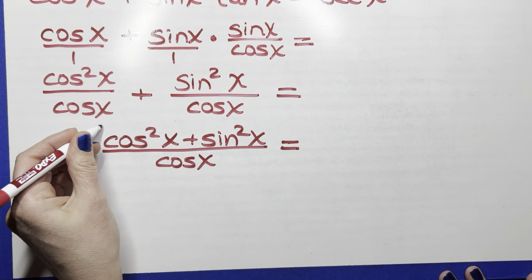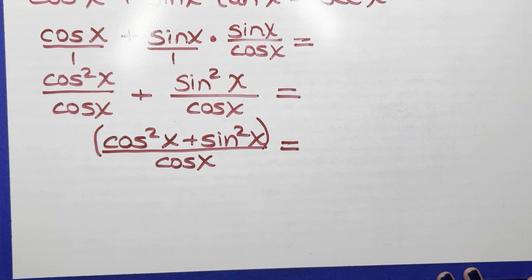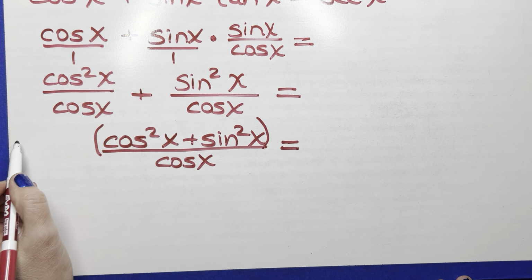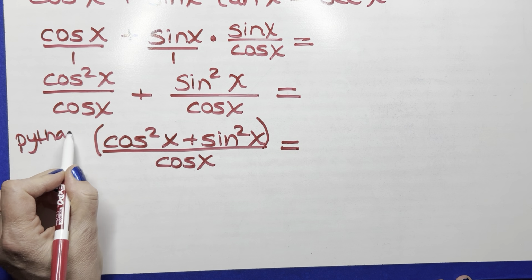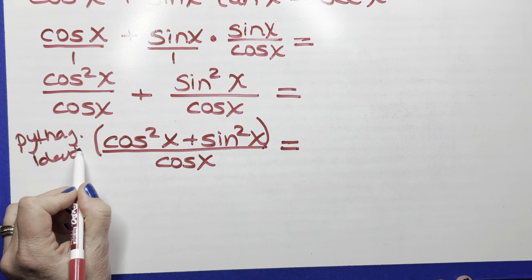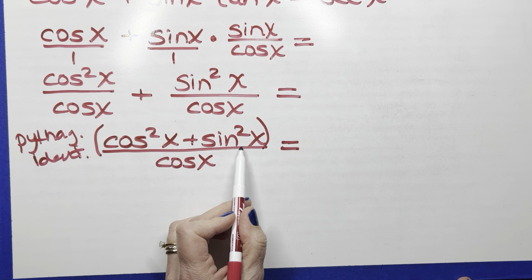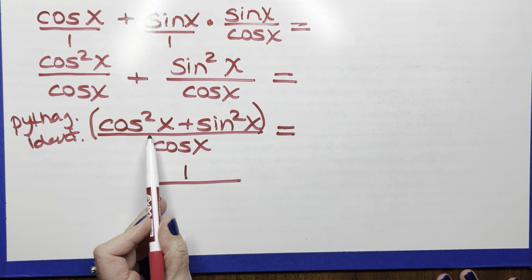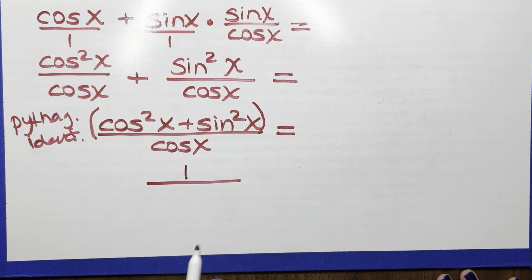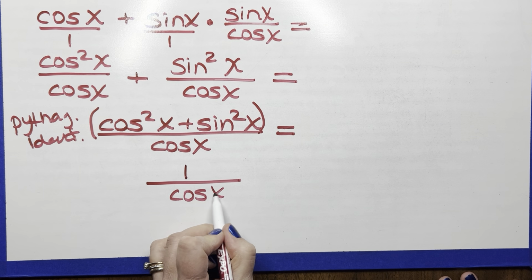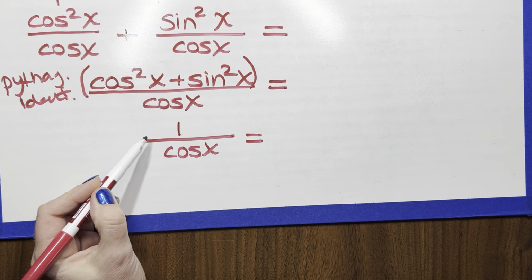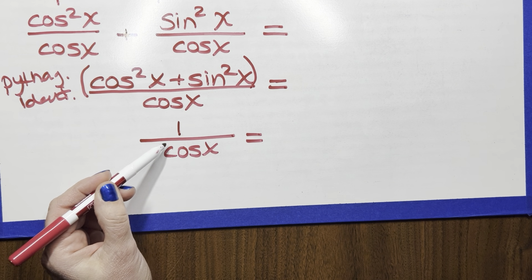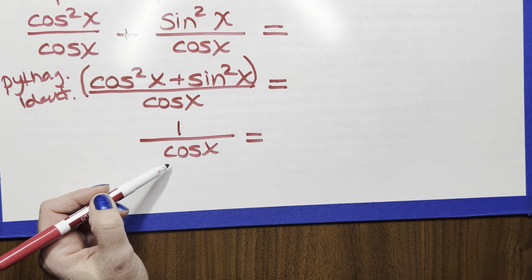Okay, I am very interested in this numerator. This numerator, cosine squared x plus sine squared x, this is one of my Pythagorean identities. And the equivalent value to this is 1. So I'm going to substitute in 1 for all of this and keep my denominator. So I've gone from a very complicated looking problem to something that is very straightforward. And I have 1 over the cosine of x.